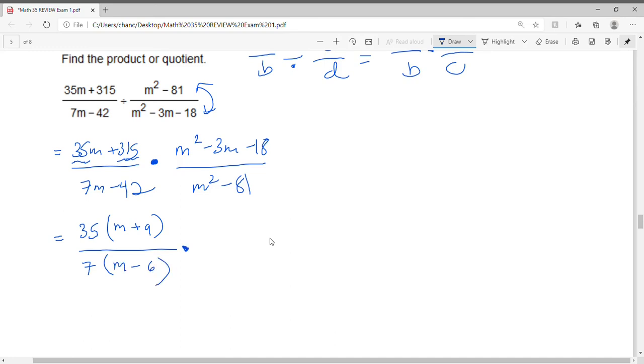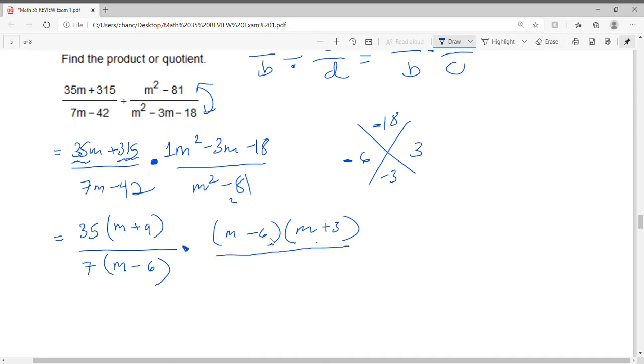We're multiplying by this trinomial. We'll use the diamond method since the leading coefficient is 1. That's -18 and -3. The two numbers are -6 and +3. That multiplies to get -18 and adds up to get -3. So that means this factor here factors as m minus 6 times m plus 3. Again, we use the diamond method because the leading coefficient is 1.